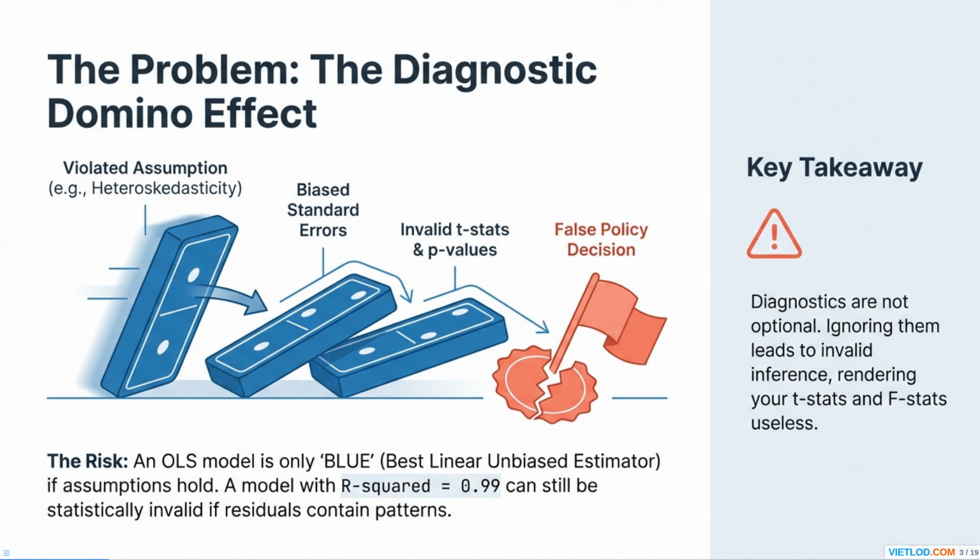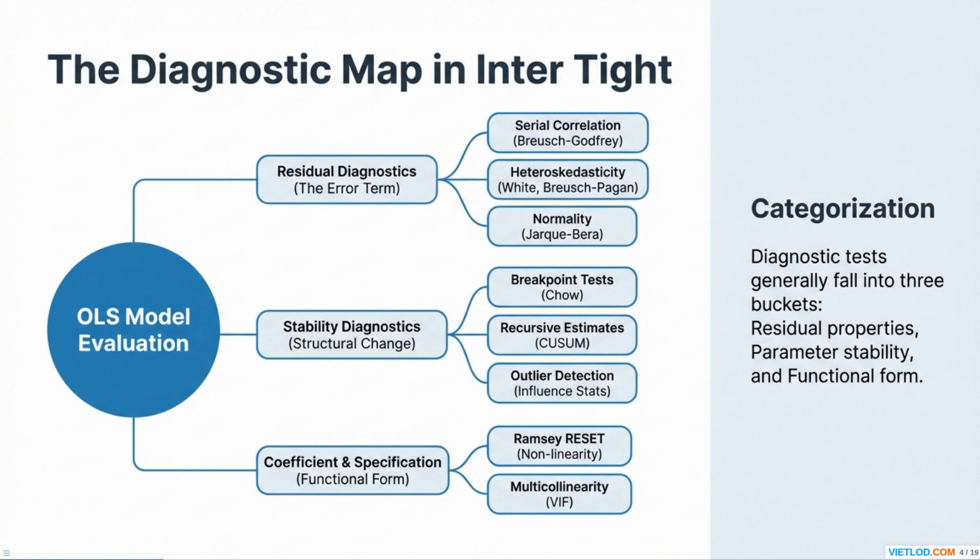Remember, an ordinary least squares model is only considered BLUE, best linear unbiased estimator, if its underlying assumptions hold. Even a model with a very high R-squared, say 0.99, can be statistically invalid if its residuals contain patterns or violate other key assumptions. Diagnostics are not optional. Ignoring them leads to invalid inference, rendering your t-stats and F-stats useless.